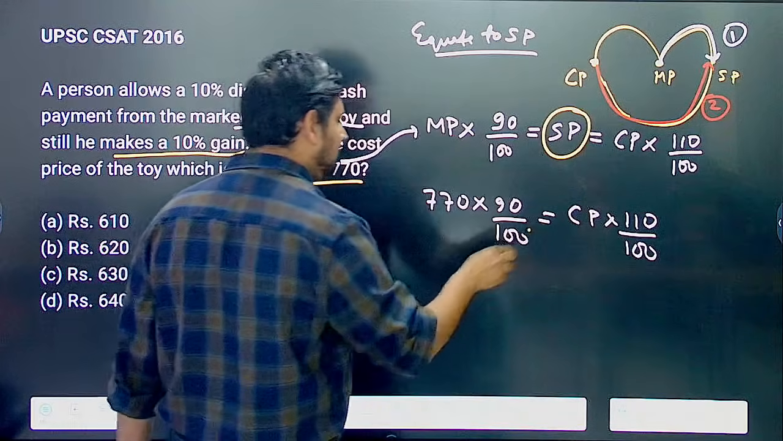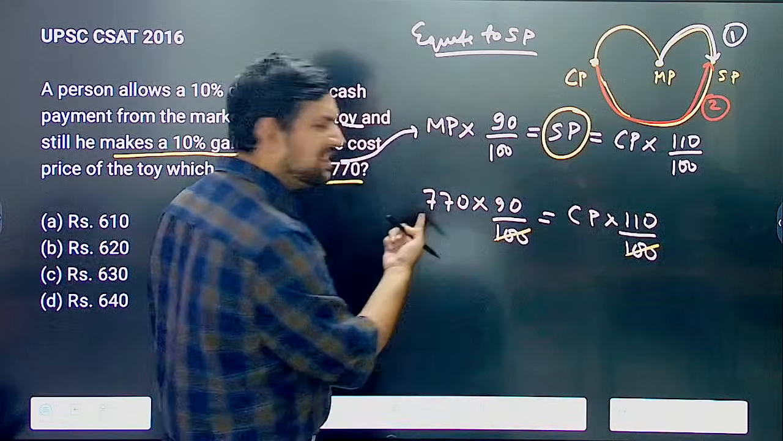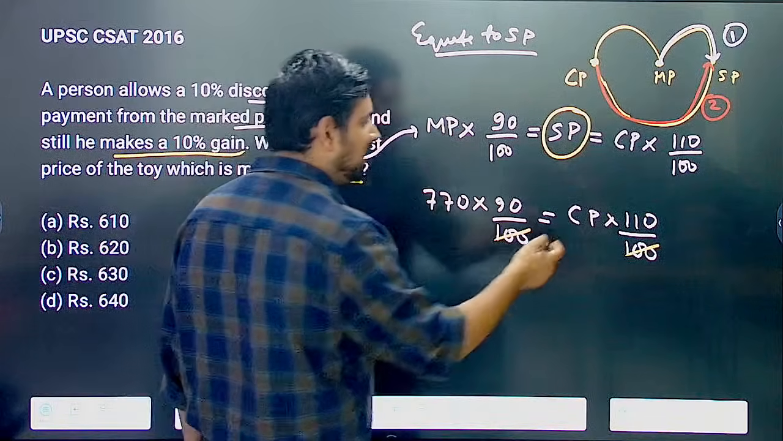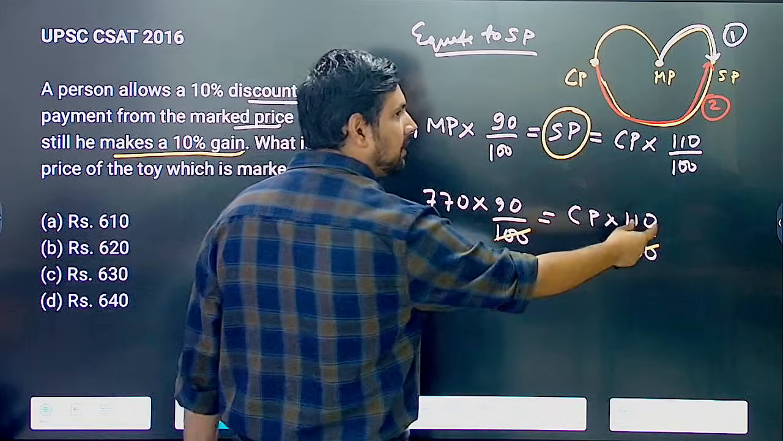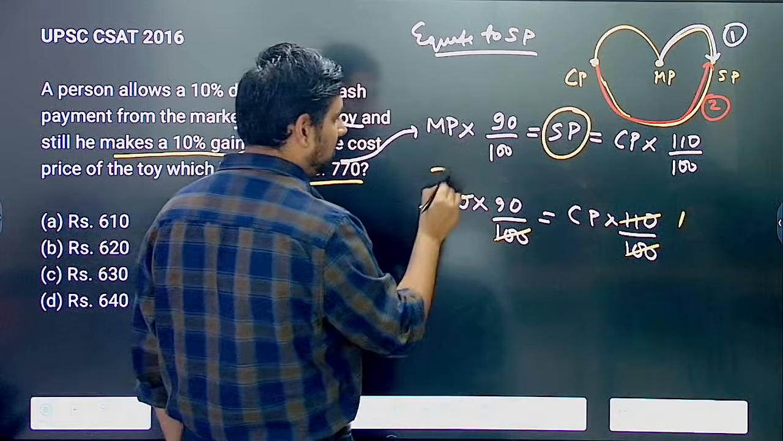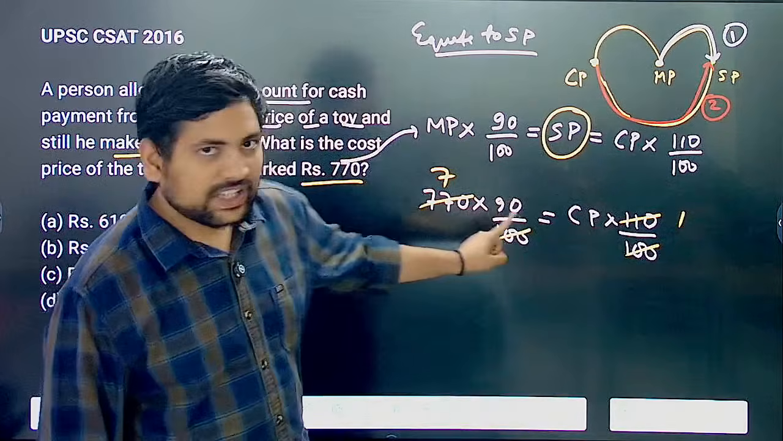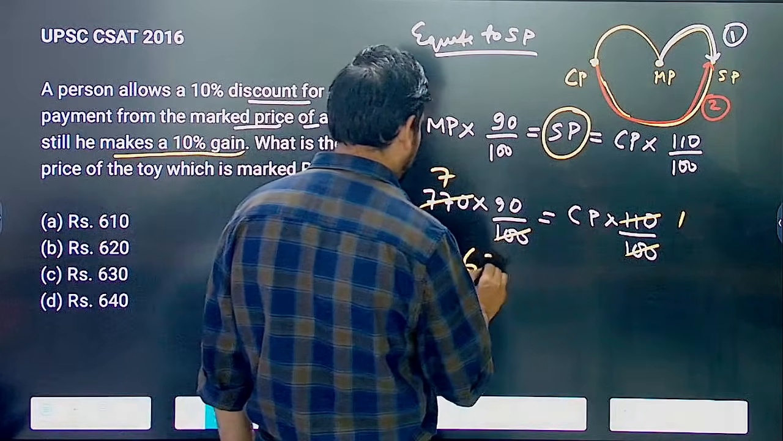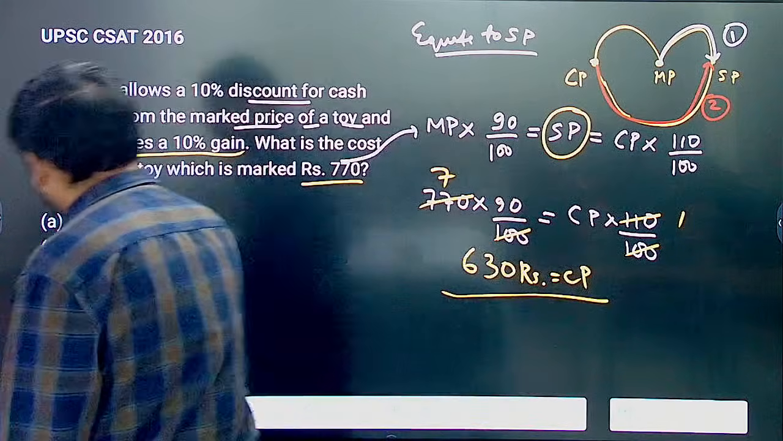Just start cancelling out. 100 cancel. This goes how many times? Let's say 110 and 770. Can you see that this can go directly by 7, 7 times, correct? 110 into 7 is 770. So 1 time and directly 7 times. This is gone. This has become 1. 7 into 90 is 630 rupees. This becomes the cost price. Answer is C.